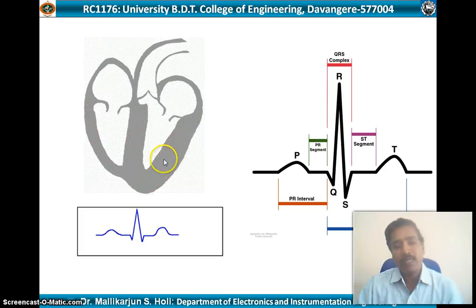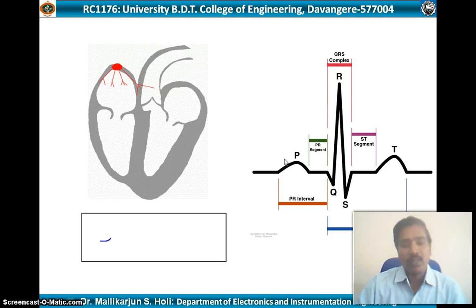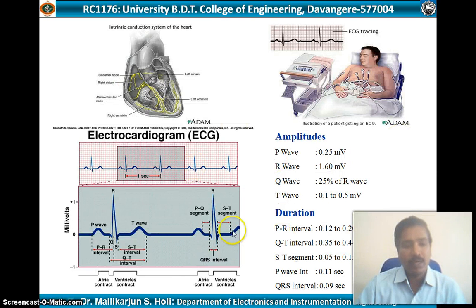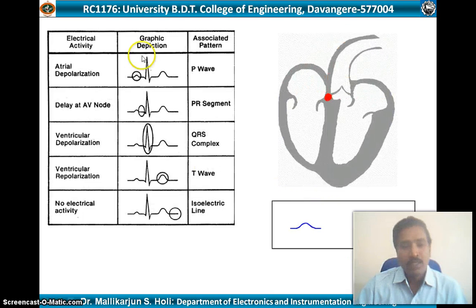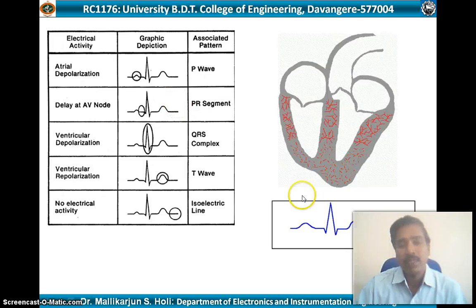Then the ventricles undergo repolarization, and you will get a T wave. Let us look at a particular diagram, which shows how a normal ECG looks, and these are the typical amplitudes and durations, which carry very important diagnostic information. So you can study a correlation between the electromechanical activities and the ECG.